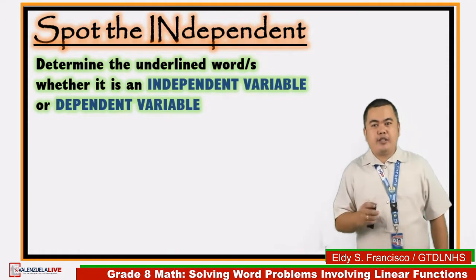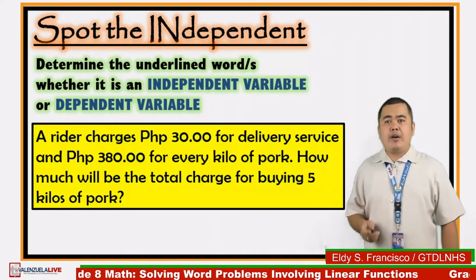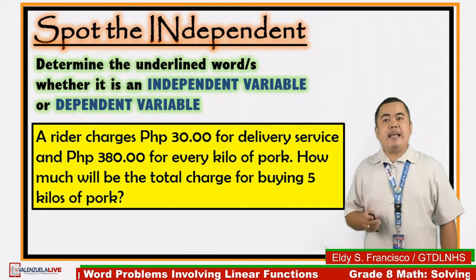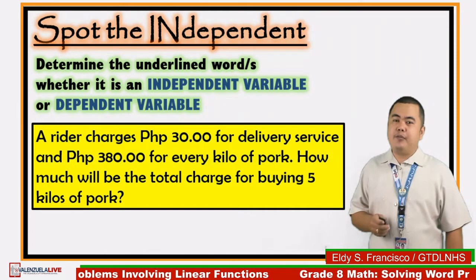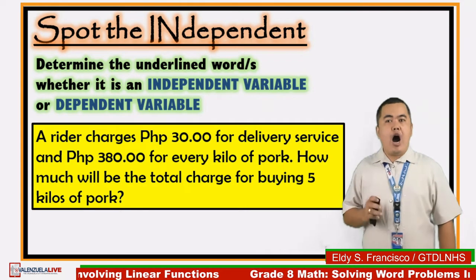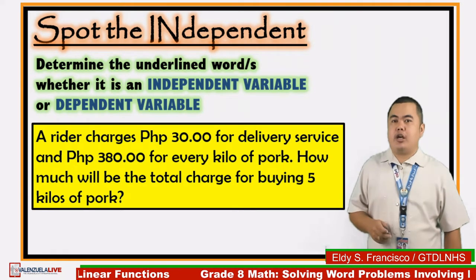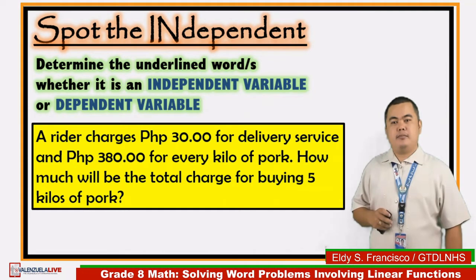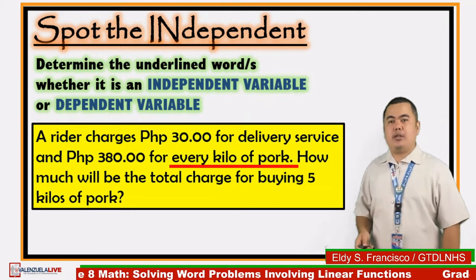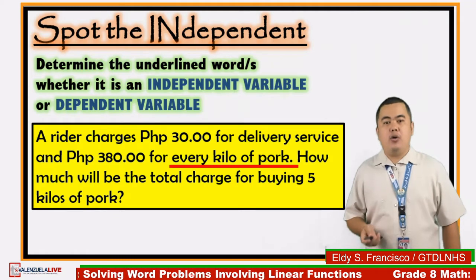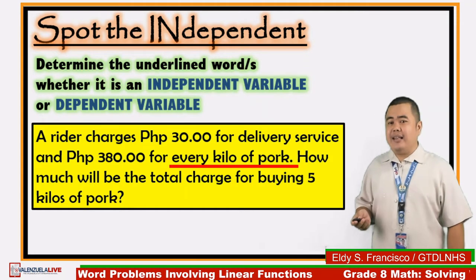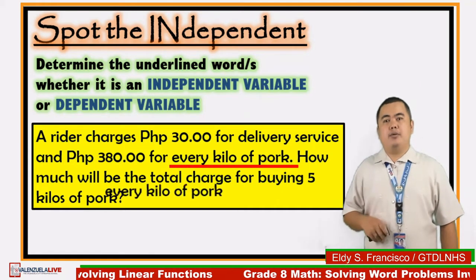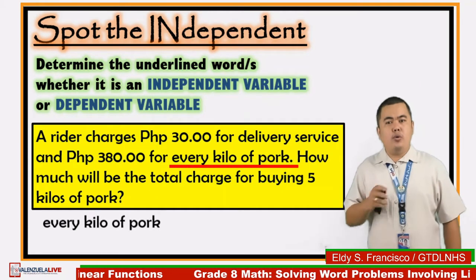Let's go. First situation. A rider charges 30 pesos for delivery service and 380 pesos for every kilo of pork. How much will be the total charge for buying 5 kilos of pork? The underlined words are every kilo of pork. Is it an independent variable or a dependent variable? Go!